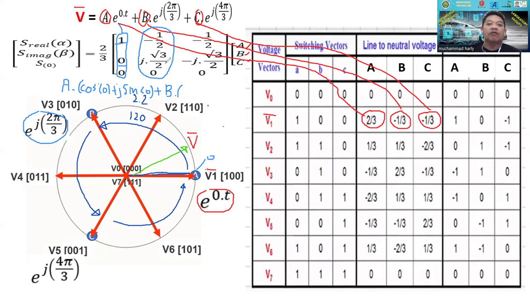Where does this amount come from? This comes from this, similar with this. Cos of what? Cos 120. Okay, 120. And then plus j sin 120.